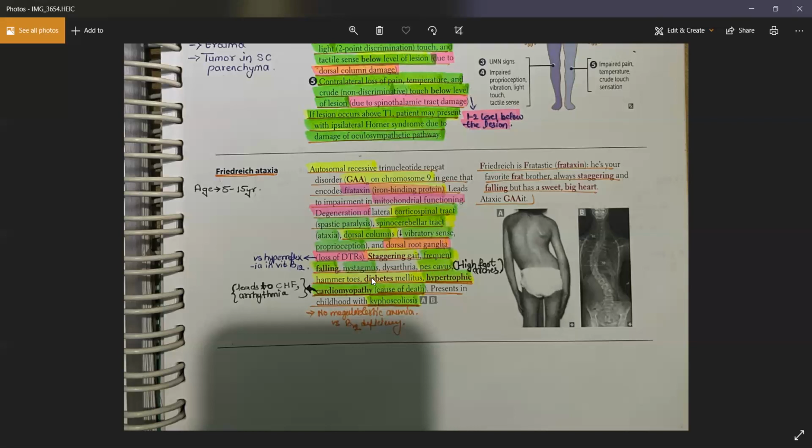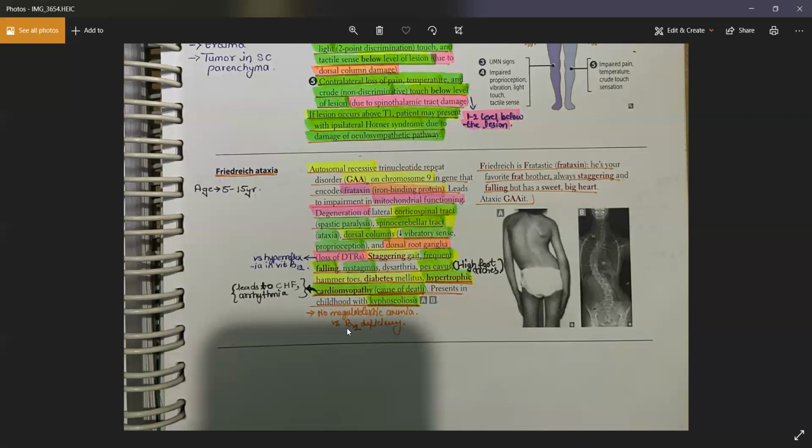Then the hammer toes will be there, just like in Charcot-Marie-Tooth disease, with complete extension of the toe. You're having diabetes mellitus also because of death in the pancreas. You're having a hypertrophic cardiomyopathy, and that is the cause of death. The patient can also have kyphoscoliosis, where you have an abnormal curvature of your spine.